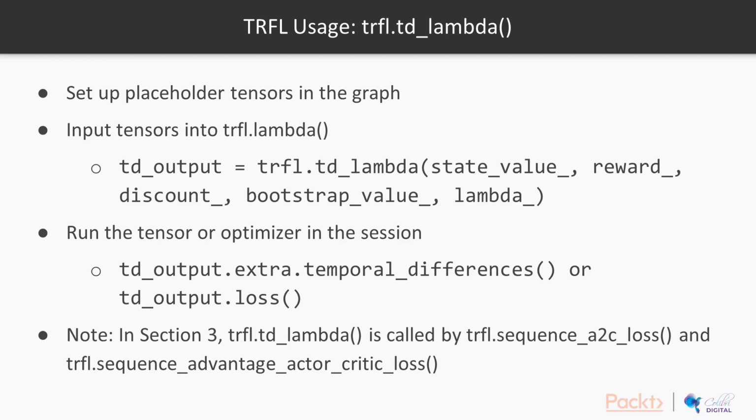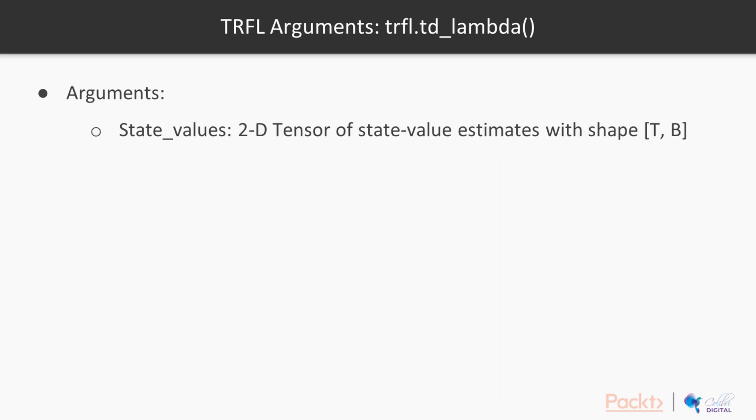We set up tensors for state value, reward, discount, and a bootstrap value. Lambda is an optional argument that defaults to 1. We can set lambda from 0 to 1 or input a tensor of lambda values. T is the time sequence of the tensors, where index 0 is the first time step of the tensor. B is the batch size. Note that bootstrap is a single value for each batch. We'll see an example of reshaping the input to the T by B tensors in the code.